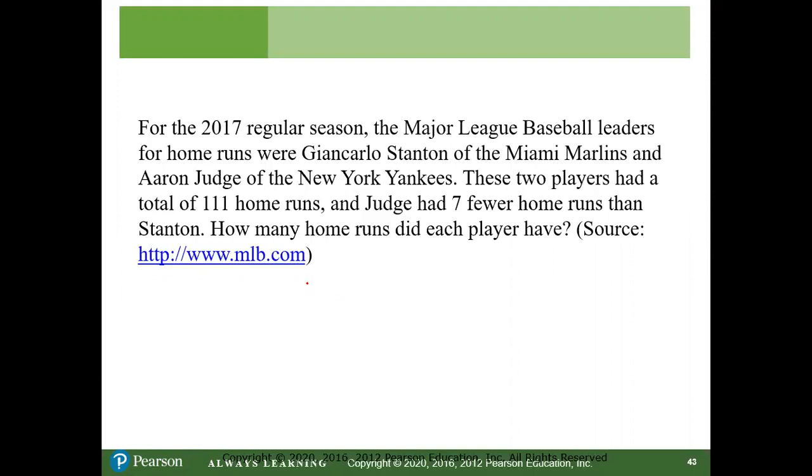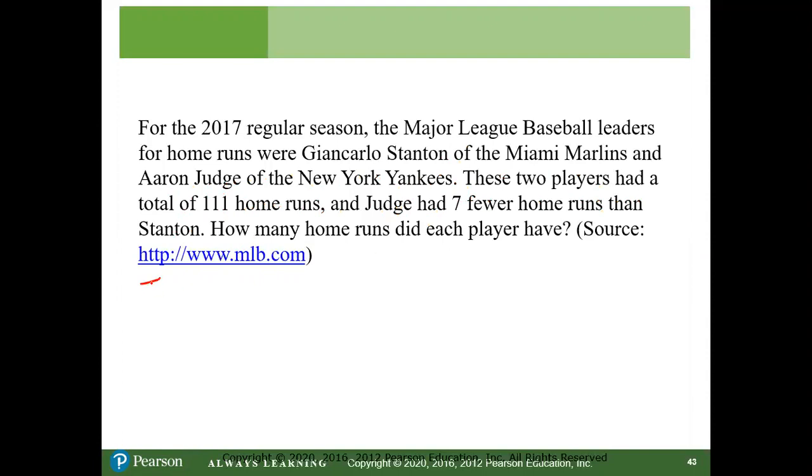So let's pick up again where we left off. For the 2017 regular season, Major League Baseball leaders for home runs were Giancarlo Stanton of the Marlins, now with the Yankees, and Aaron Judge of the Yankees. These two players had a total of 111 home runs. Judge had 7 fewer home runs than Stanton.